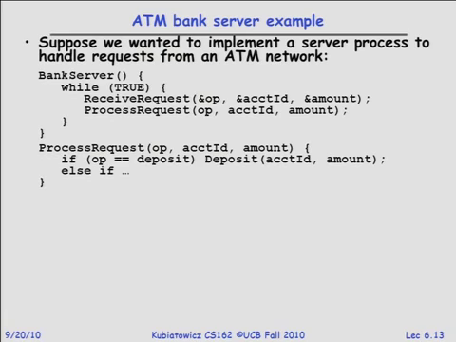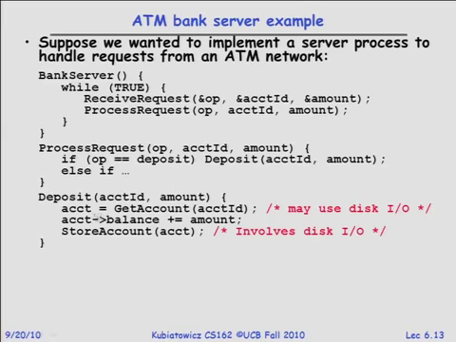Now, of course, what do we do when we process the request? Well, we might say, if the operation is deposit, then we deposit some money into the account. Otherwise, we do other things, and so on. So this is pretty easy. And what does deposit do? Well, it might get the account out of the database, look at the balance, add that amount to your balance, and store the account back in the database. Notice how this reading might use disk I/O. If you're at the ATM continuously doing transactions, maybe they actually cache your account, but that's unlikely. But certainly writing back is going to involve disk I/O.